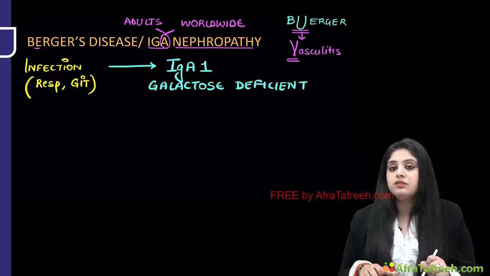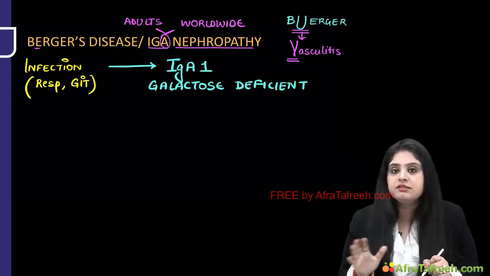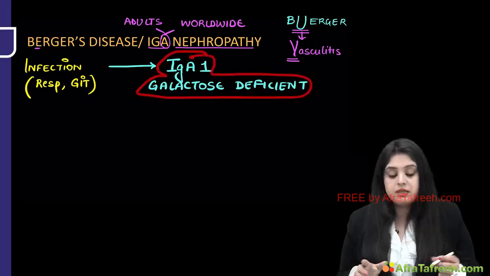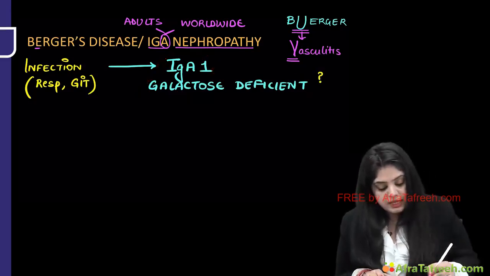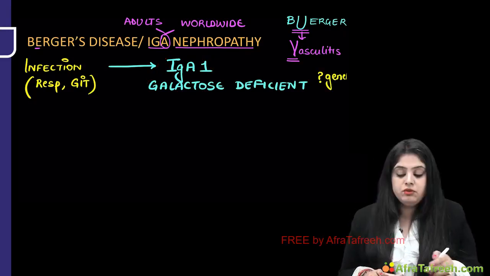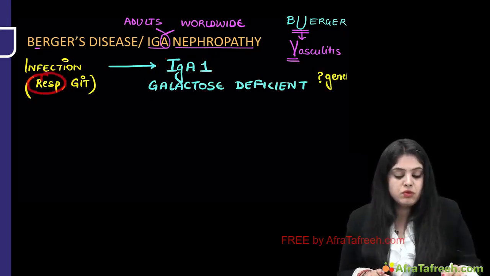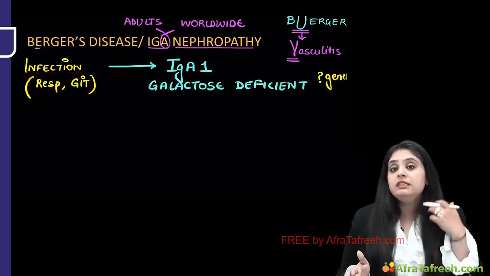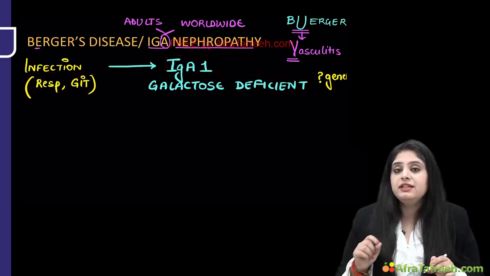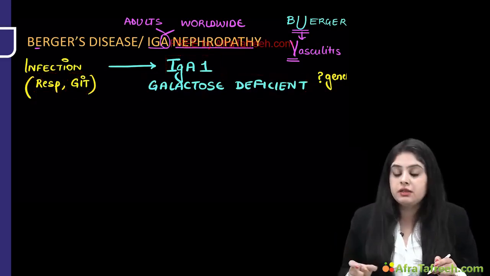So they did a lot of studies for many years, and they could not find the reason. Now they are saying there could be an underlying genetic problem, because anyone can have a streptococcus or a GI infection, but only these patients were making this weird type of antibody. That is why they said there must be some underlying genetic problem.